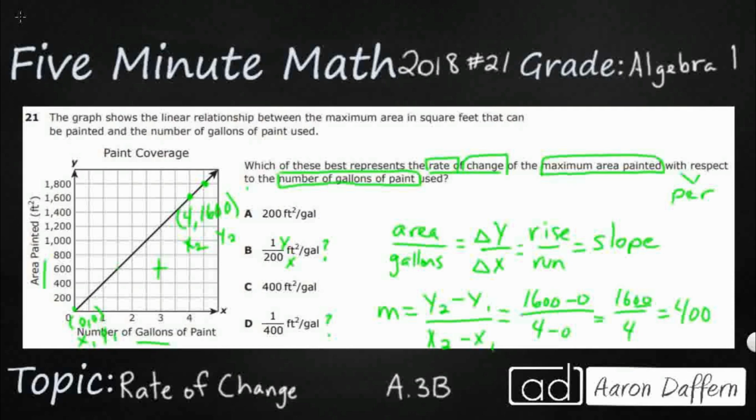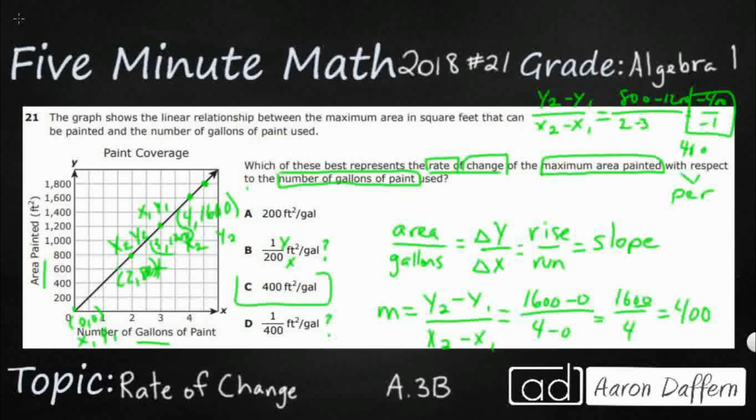Now, if we want to verify, we can choose two other points right there. We can do 2 and 3, and we can make this x sub 2 and y sub 2, that'd be the 2 and the 800. We can make that the x sub 1 and y sub 1, and that would be the 3 and the 1200. That ultimately gets us negative 400 over negative 1, which of course will still simplify to 400. So our answer here is C.